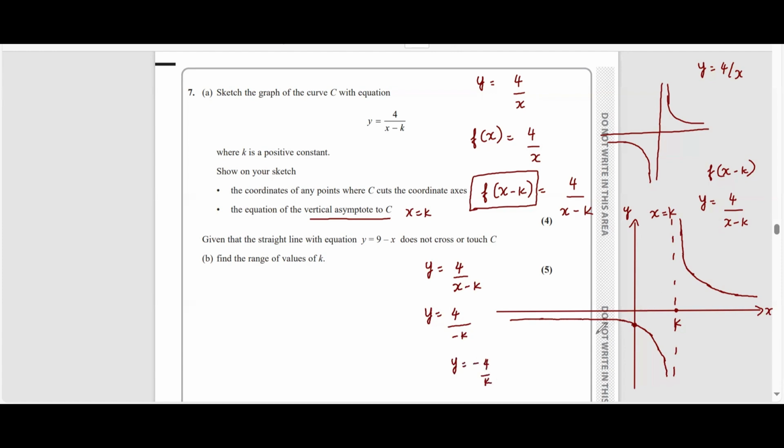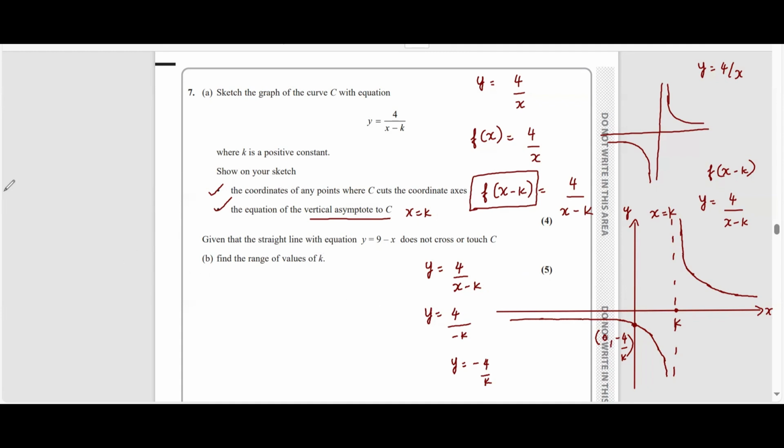So this point over here will be, sorry, the other way around. It's a point on the y-axis. So therefore its x coordinate is going to be 0: 0, comma, minus 4 by k. I think that's it. That's the A part of this, the coordinates of all the points where C cuts the coordinate axes and the equation of the asymptote is done.